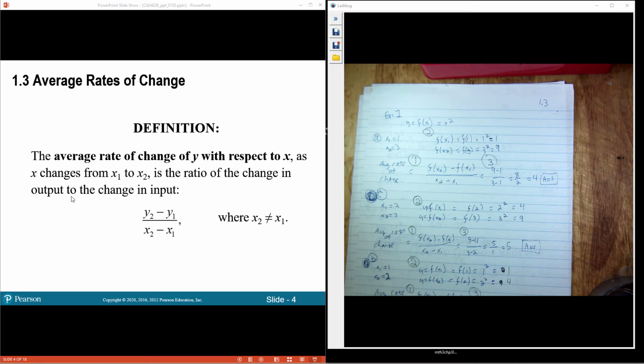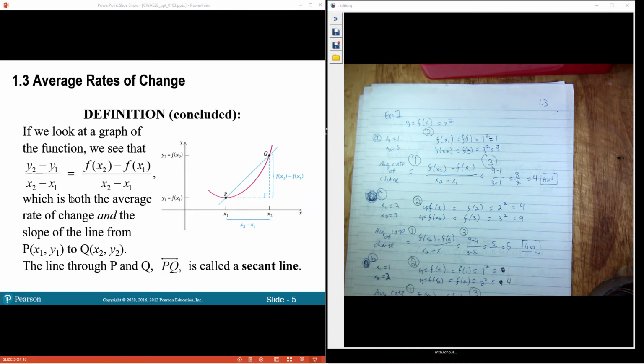The thing we can use it for is to find the average rate of change over a particular interval. This is also known as the slope. So we can see the average rate of change between 2 points. The line through P and Q is called the secant line. It goes through 2 points. A tangent line goes through 1 point.